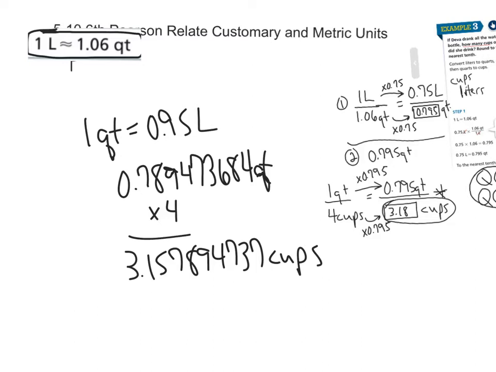So what actually happens on these problems is, depending on which conversion you use, you might get a slightly different answer. It just has to do with the fact that it's rounded off. So this way we would get about 3.16 cups. The other way we got about 3.18 cups. They're pretty close to the same answer, and both of those would be acceptable.